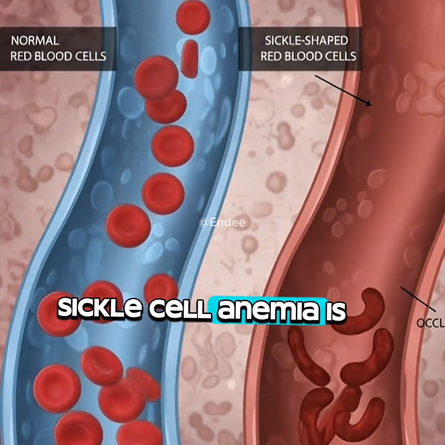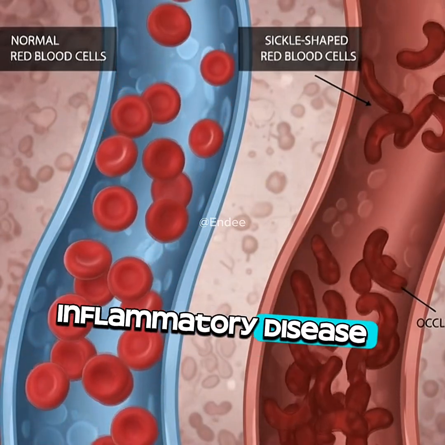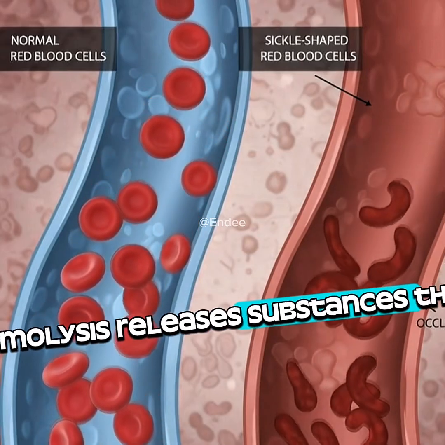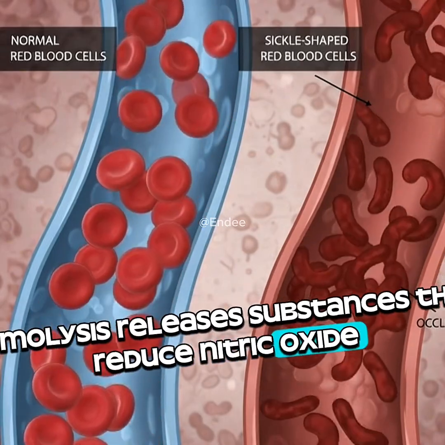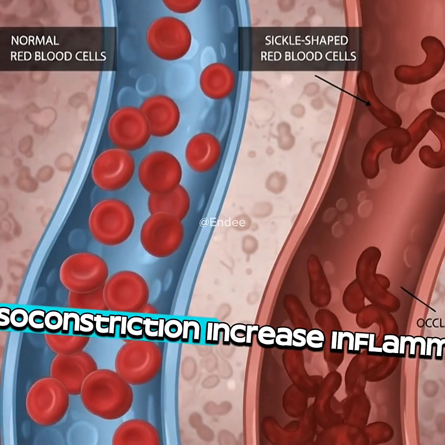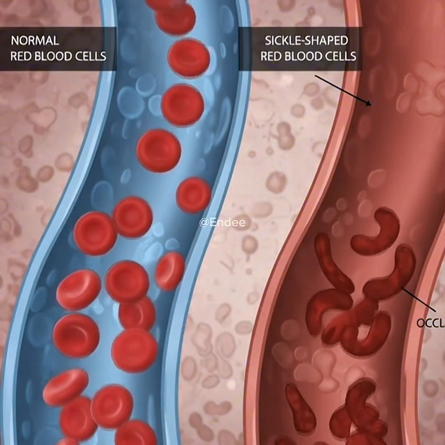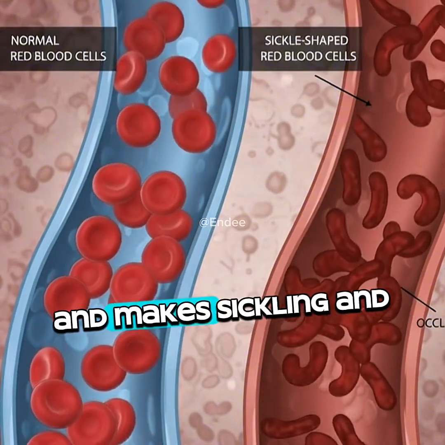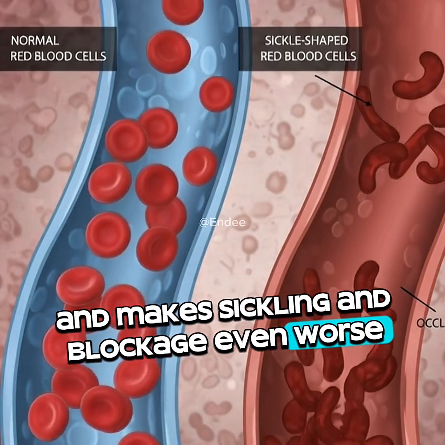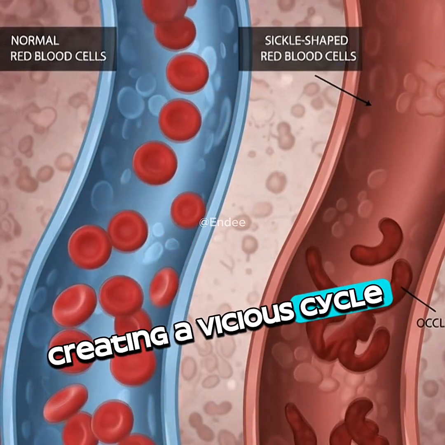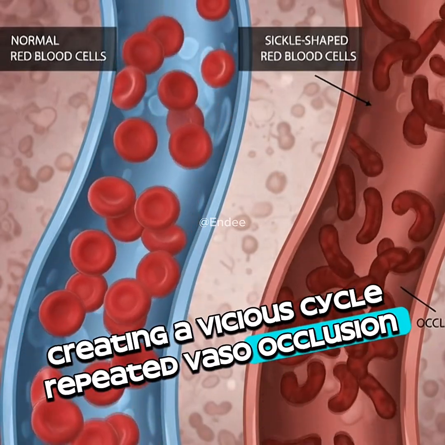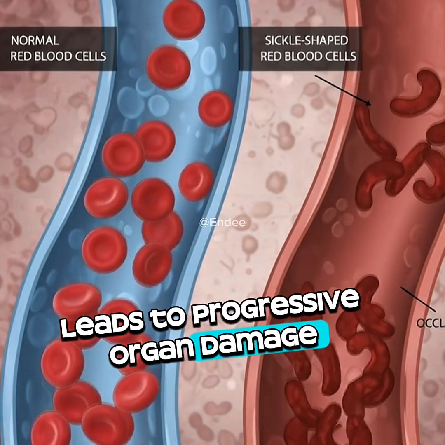Sickle cell anemia is also a chronic inflammatory disease. Hemolysis releases substances that reduce nitric oxide, cause vasoconstriction, increase inflammation. This damages blood vessels and makes sickling and blockage even worse, creating a vicious cycle. Repeated vaso-occlusion leads to progressive organ damage.